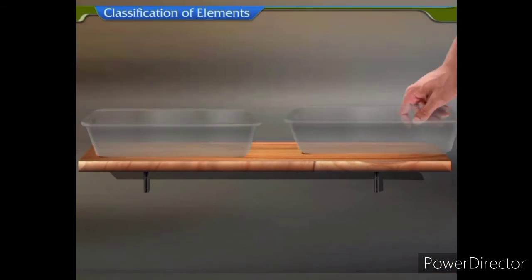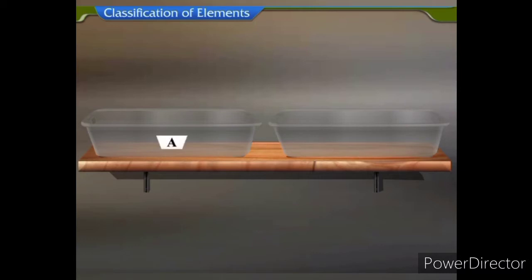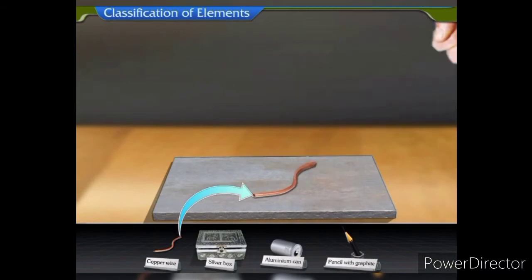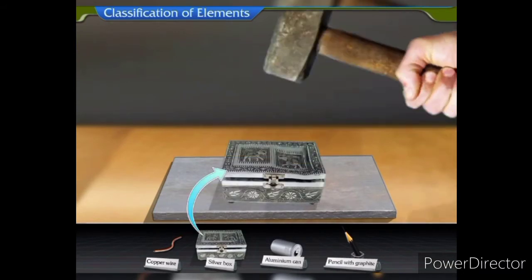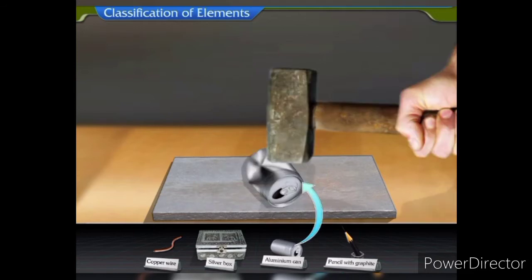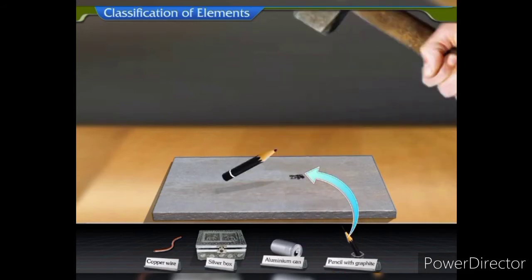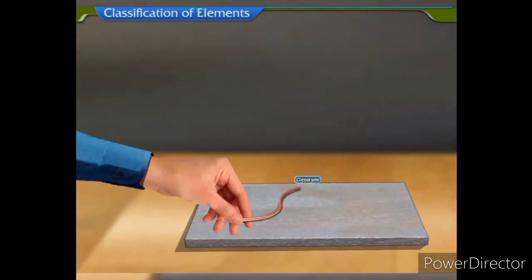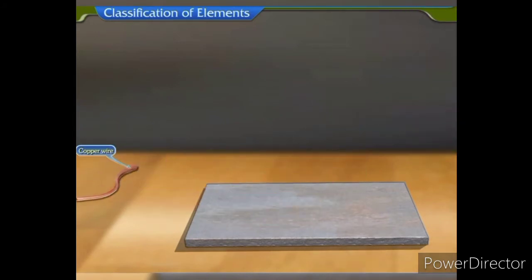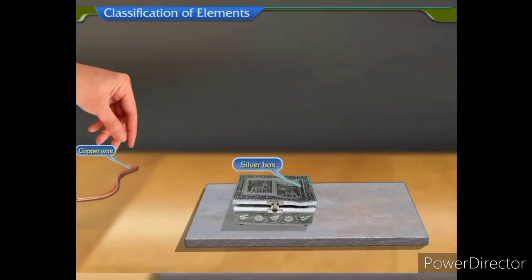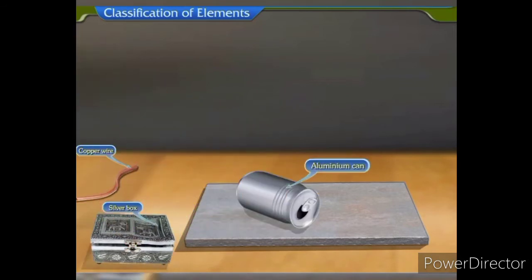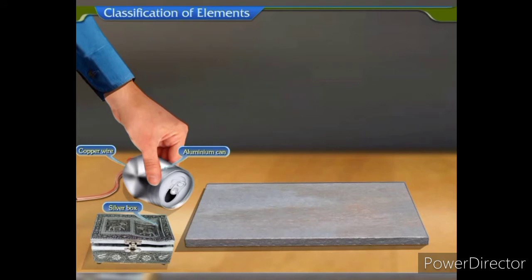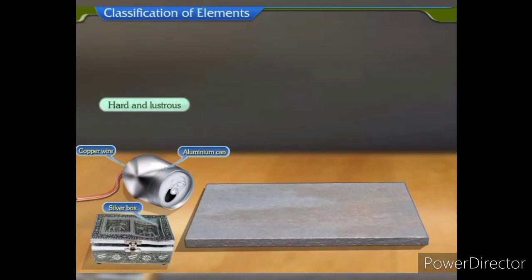Take two baskets and label them as A and B. Now, observe this collection of objects or substances and carefully pick the objects which are hard and have a shining surface. Yes, you have done it right. Copper wire, silver box, and aluminium can are hard and lustrous. That is, they have a shining surface.